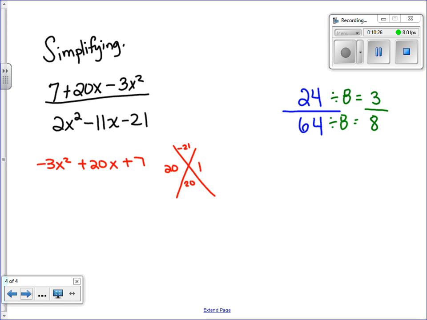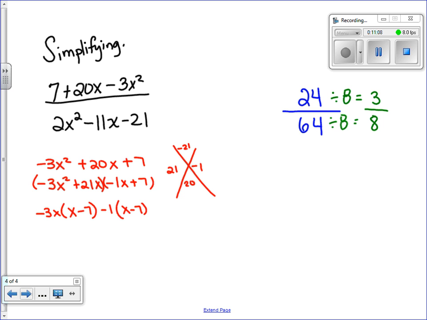20 and 1? That's going to multiply to equal 20. 21. Okay, that'll work. 21 and 1. We're going to make that one the negative, so I get a positive 20 out of it. Okay? So negative 3x squared plus 21x minus 1x plus 7. And take out a negative 3x, x minus 7. Got a negative 1, x minus 7.